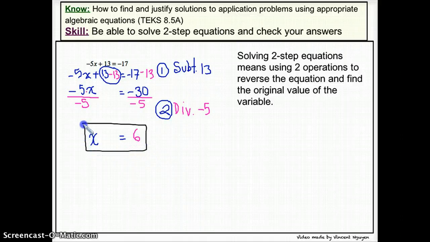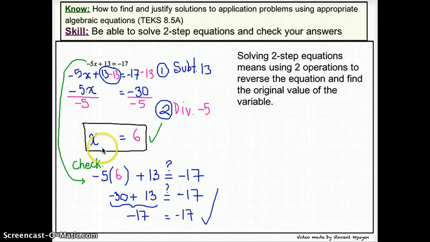I'm going to show you how I check this solution really quickly. When I check my solution, I take the original equation, negative 5x plus 13 equals negative 17. I rewrite that, but in place of x, I put 6 in there because that's supposed to be my solution. If it is true, then the left-hand side of the equation would equal negative 17. So let's figure it out. Negative 5 times 6 is negative 30, plus 13.